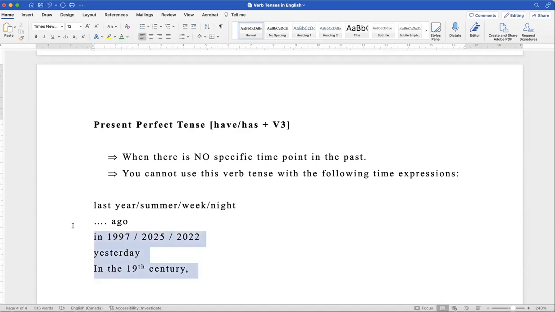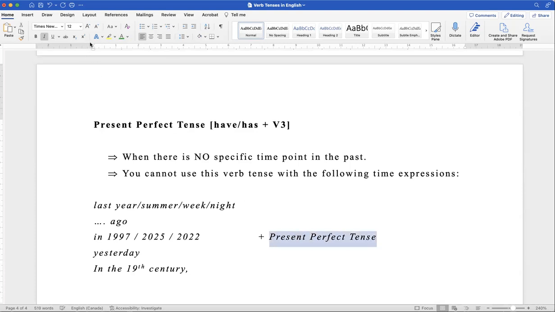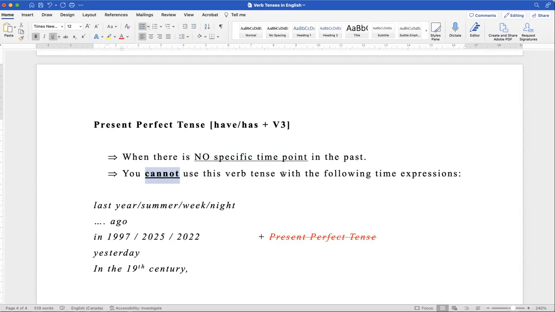If you see these time expressions, you cannot use present perfect tense. You don't need to think about anything else. Here, present perfect tense is not correct. In these examples, you can use simple past tense, not present perfect. Because again, we do not use any specific time point with this verb tense. So that's why you cannot use this verb tense with the following time expressions. Here, instead of present perfect tense, you can use simple past tense.